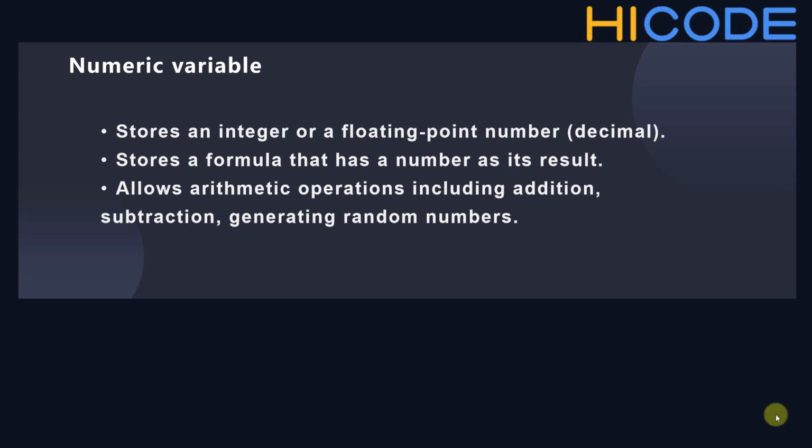A numeric variable stores an integer or a floating point number or a decimal. It can also store a formula that has a number as its result. And unlike strings, numeric variable stores actual numbers, so it allows arithmetic operations including addition, subtraction, and generating random numbers.